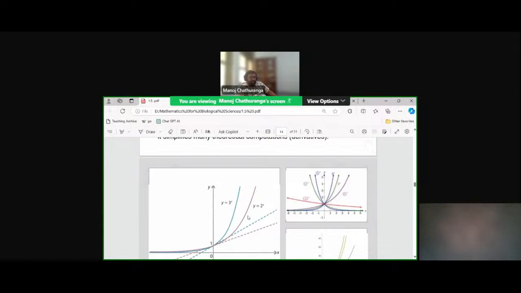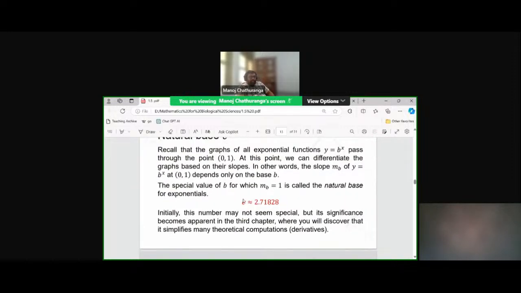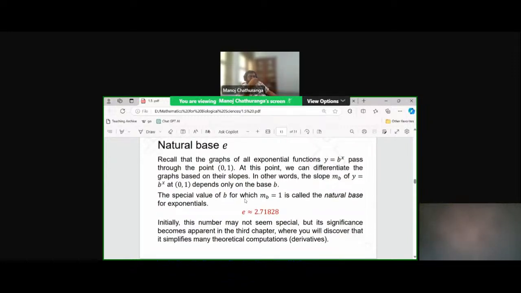For 3 to the power x, the slope is slightly bigger than 1. For 2 to the power x, the slope is slightly smaller than 1. A number between 3 and 2 gives you exactly slope 1. And when people compute it, it turned out to be 2.71828, and you can compute it for a few more digits if you want. This number is called the natural base.